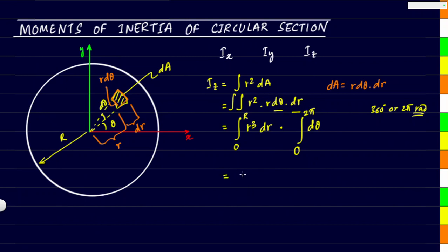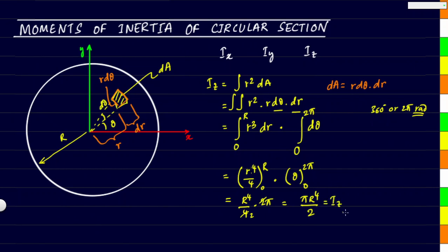Now let us integrate these. So we get r power 4 by 4 with limits 0 to R, multiplied with integration of d theta, which is theta itself, and again the limits are 0 to 2 pi. So when you substitute the limits, we get capital R power 4 by 4 times 2 pi. So this 2 cancels, and we are left with pi R power 4 by 2. So this is our Iz, or the polar moment of inertia.